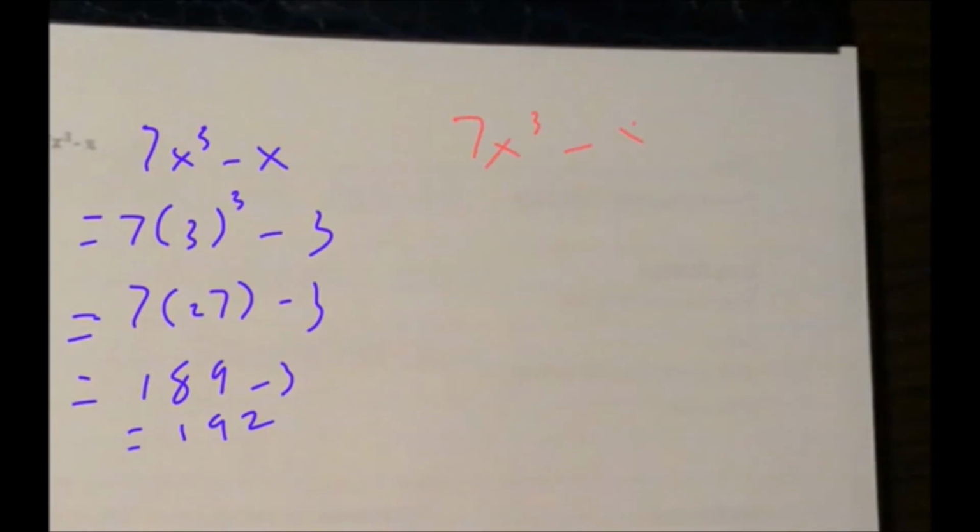Okay, so I'll rewrite it again. 7x cubed minus x. That's our f of x. So if we took the f of negative 3 now, that would equal 7 times negative 3 cubed minus negative 3. You get 7 times negative 27 minus 3, which equals negative 189 minus 3. And that equals negative 192.